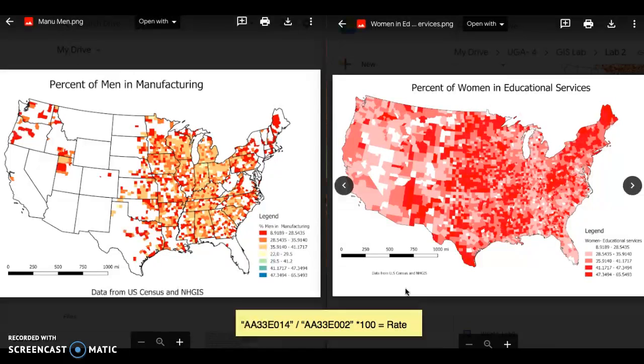Once we had our data attained from NHGIS, we had to decide whether to report it as a rate or a raw count. We chose to represent the data as a rate in order to better reflect the percentage of men and women in their respective professions separate from population. So if we had shown a raw count, obviously more populated states would seem to have a lot more men in manufacturing and women in education compared to less populated states.